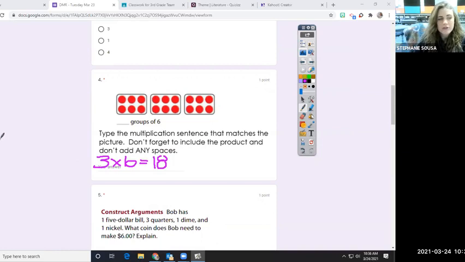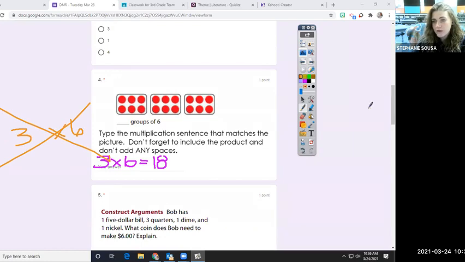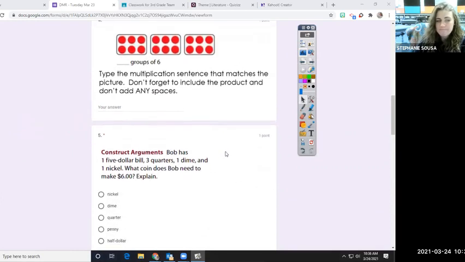Remember, we talked yesterday, if you typed the answer with spaces, if you did a 3 space times 6, it would have marked you as wrong. It's a silly problem. I agree that it's goofy, but it's how i-Ready works. So I'm trying to be fair to you and let you know. Okay.